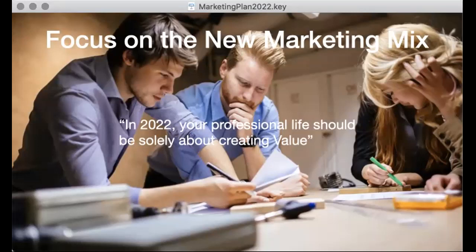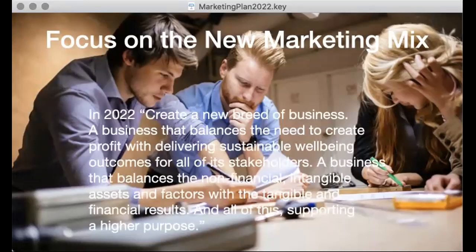So what do I mean by value? When we define value, what does that actually mean in reality? Well, value comes from creation of a new breed of business, a business that balances the need to create profit with delivering sustainable well-being for all of its stakeholders. This is value, okay? Sustainable well-being for all of its stakeholders.